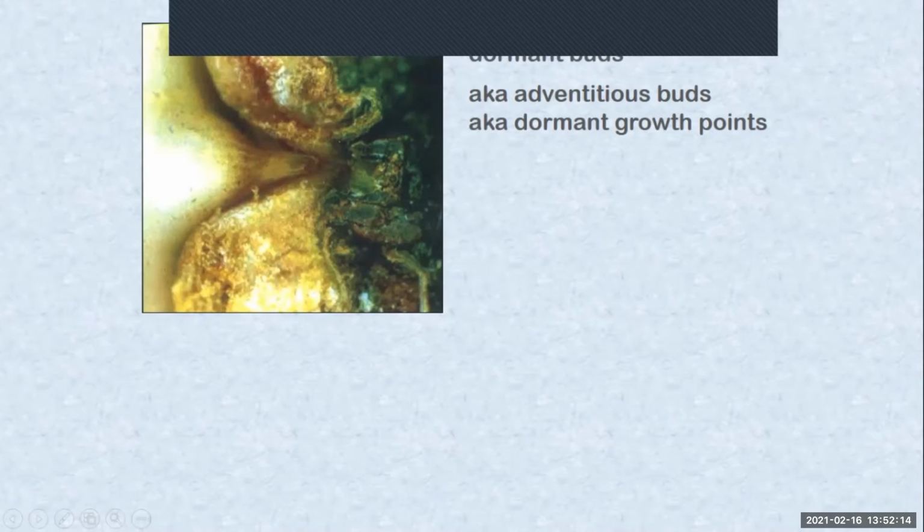And these epicormic shoots come from dormant buds. Dormant buds is what it says under there. There are other terms for them; the book uses different terminology: adventitious buds, dormant growth points. These are all the same thing. These are little growth points right underneath the bark, and they're dormant. They don't do anything unless they are stimulated to grow because of some type of injury to the branch above it.